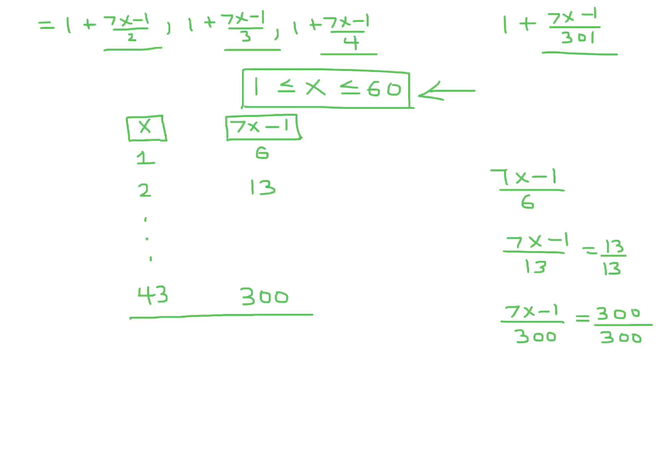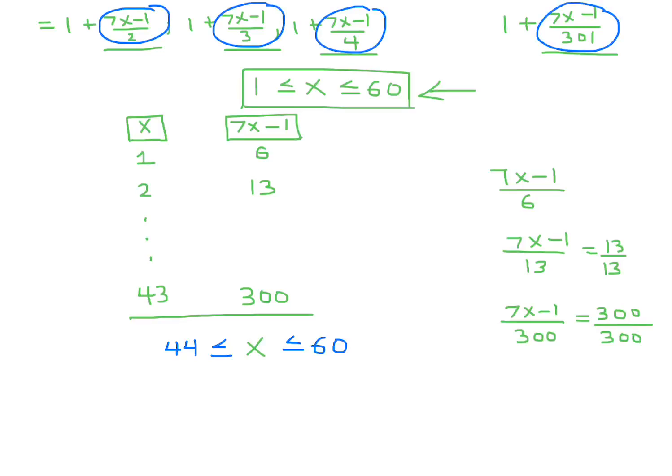So now we have to concentrate on terms for x between 44 and 60. So the first 43 have been eliminated. All right? Concentrating on these terms. Now let's try, all right? We don't know. It's like a big trial and error, right? But there is a system here.